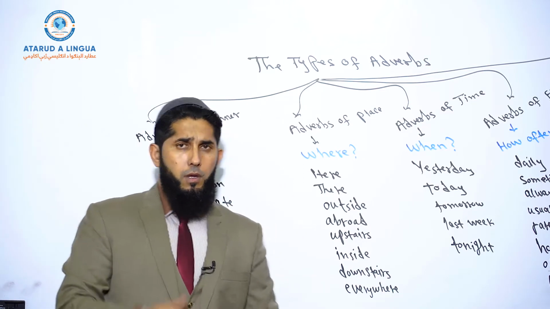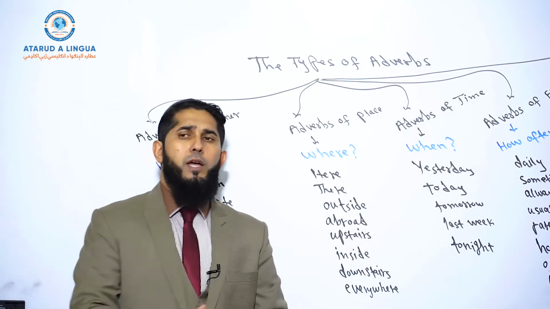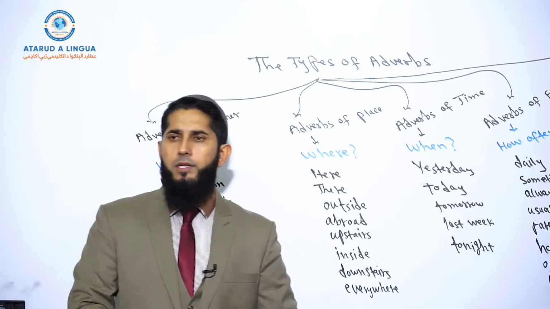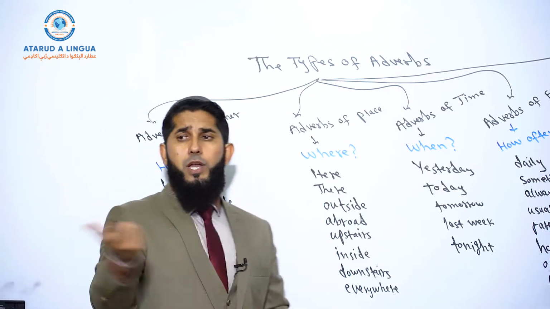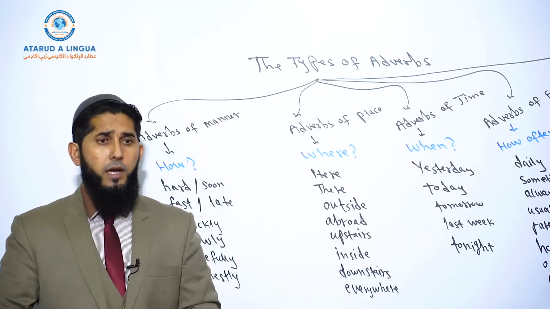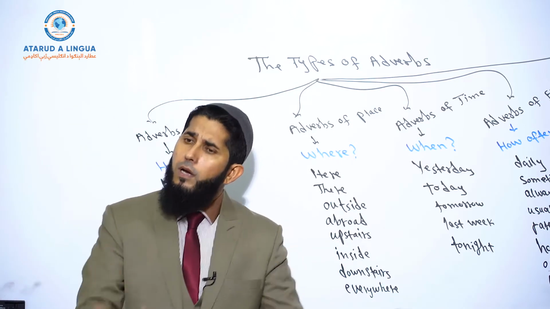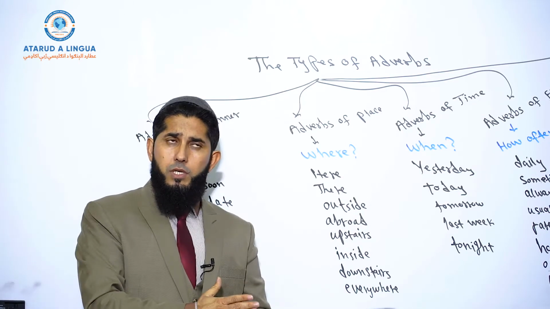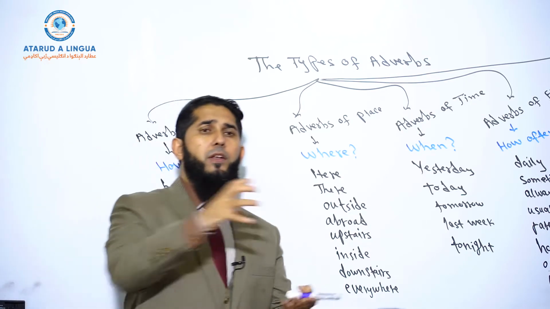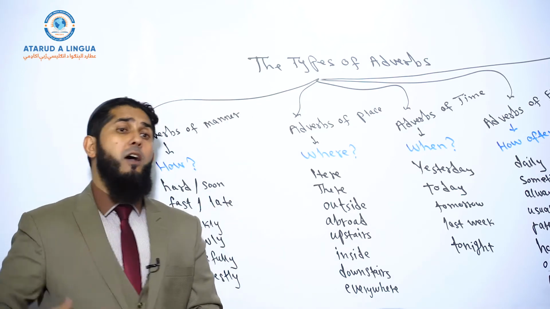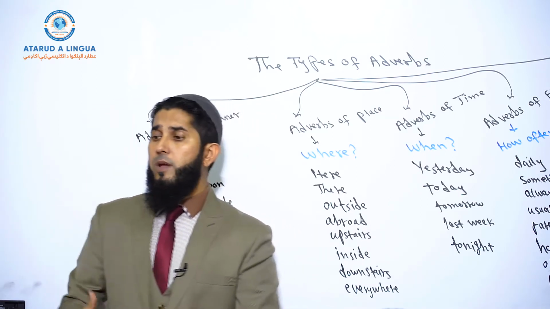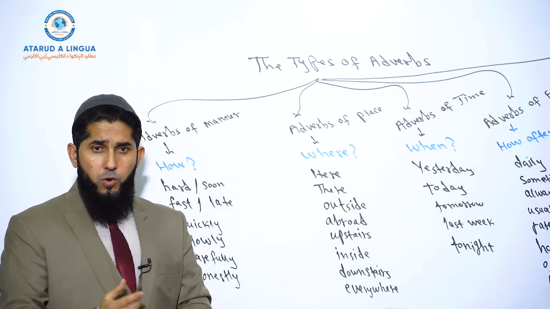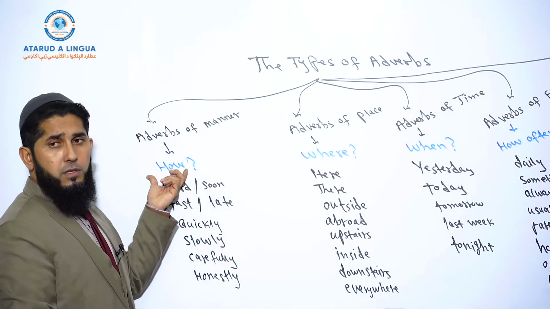Honestly, we should serve our country honestly. I teach you English honestly. How do I teach you English language? Honestly. I teach you English language honestly. So I hope you got the point. Adverbs of manner are used to show the manner of an action, that is, how something is happening, how something is taking place. Understood? So, they answer the question, how?